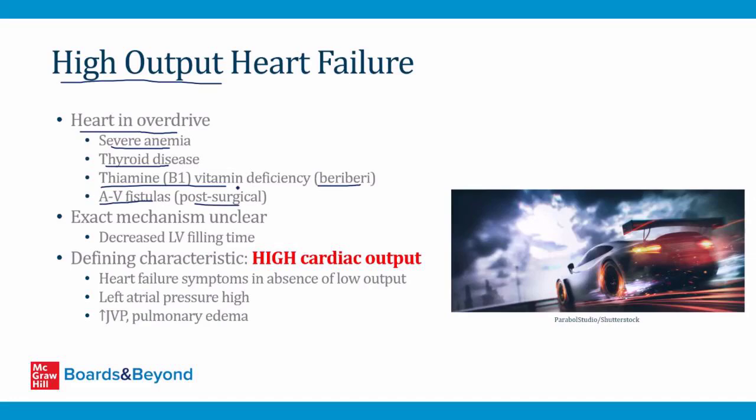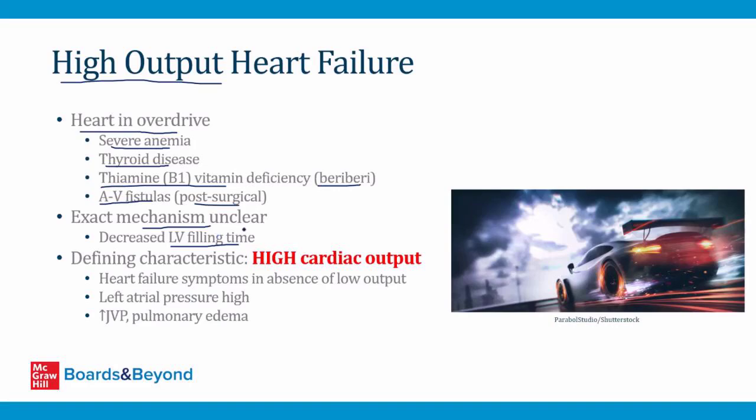So if there's damage to the arteries and the veins and a connection develops connecting the arterial system to the venous system, this can lead to high output heart failure. The exact mechanism by which the heart failure develops is unclear, but it's thought to be that the heart is beating so fast that there's not enough time for the left ventricle to fill, and therefore you get high pressures in the left atrium and all the high pressures that we usually see in systolic or diastolic heart failure.